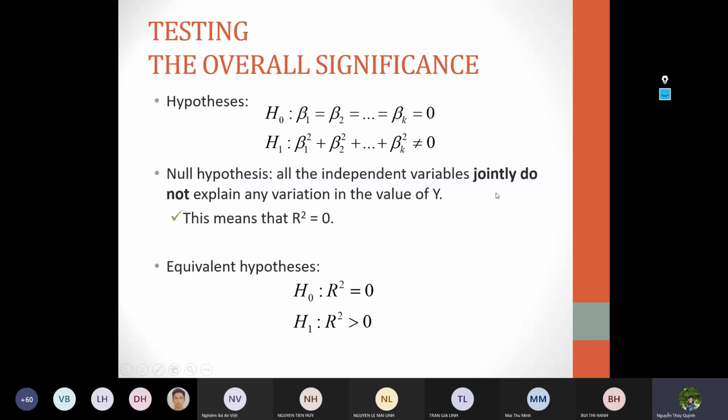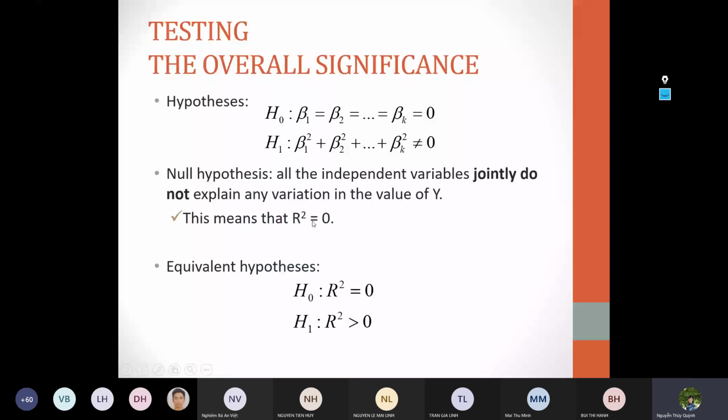This also means that the ESS, the explained sum of squares, the variation in the value of the dependent variable that is explained by the model, is equal to zero, because the independent variables cannot explain any variation of the dependent variable. That's why the coefficient of determination R squared here is equal to zero.